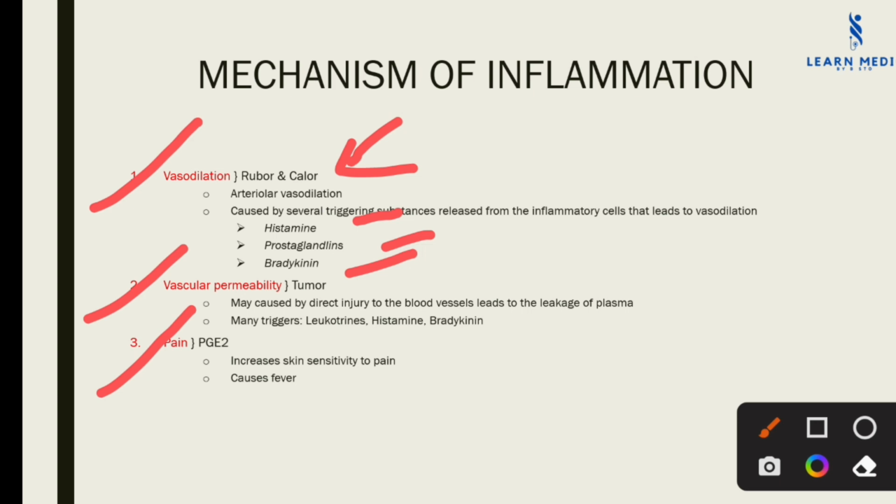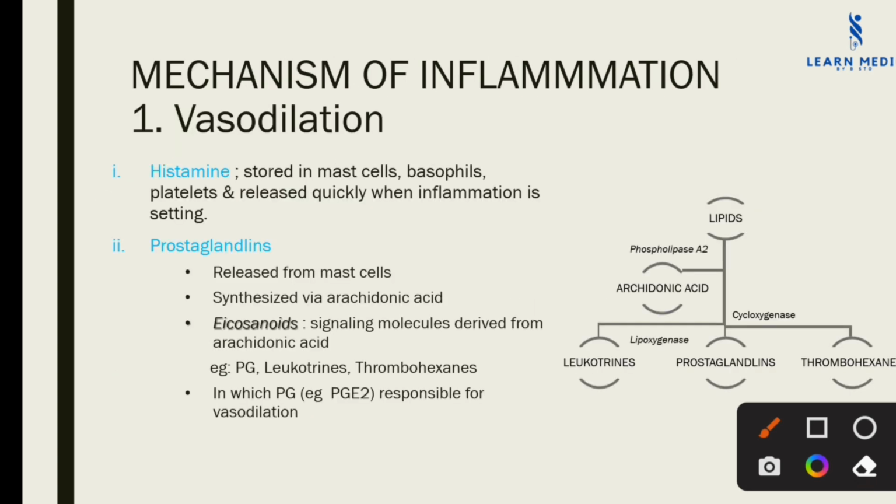The second mechanism of inflammation is the vascular permeability. Due to the vascular permeability, we have tumor or swelling happening in the inflammatory cell. It may be caused by direct injury to blood vessels, leading to leakage of plasma, and there are many triggers like leukotrienes, histamines, and bradykinin that are also responsible for the vascular permeability. Next one is pain. Pain is due to prostaglandin E2 or PGE2, which is secreted during the inflammation, and which increases the sensitivity to pain and causes the fever. So we are going to detail the mechanism of inflammation.